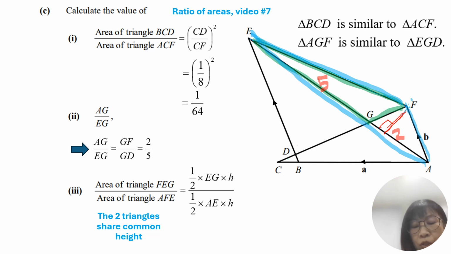With all this, if I cancel away the height and the half, what we eventually see is that the ratio of the two areas is actually the ratio of the two bases. The bases will be EG as 5, and AE equals 7. Putting all this together, the answer for part 3 is 5 over 7.